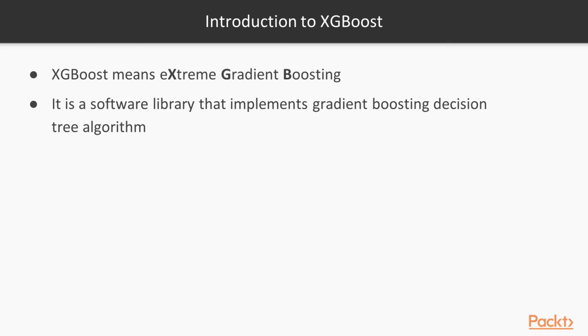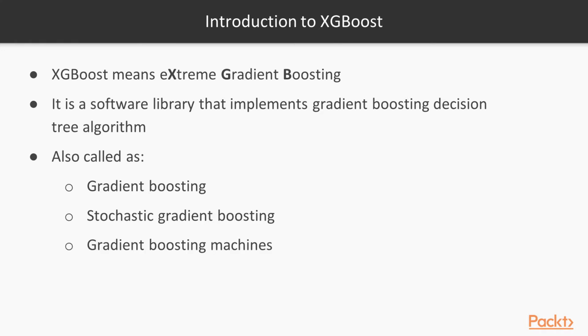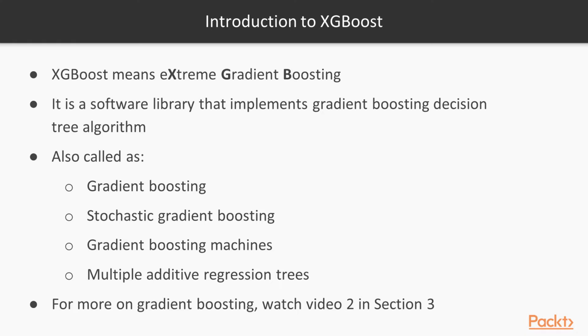And it's a software library in a few different languages that implements the gradient boosting decision tree algorithm, also called gradient boosting or stochastic gradient boosting or gradient boosting machines, also even called multiple additive regression trees. Our main name that we've used was gradient boosting and stochastic gradient boosting, and you can learn more about the gradient boosting algorithms in section 3 video 2. I won't cover the basics of this algorithm, just keep in mind this is the implementation of the gradient boosting algorithm and have a look at video 2 in section 3 to learn more.